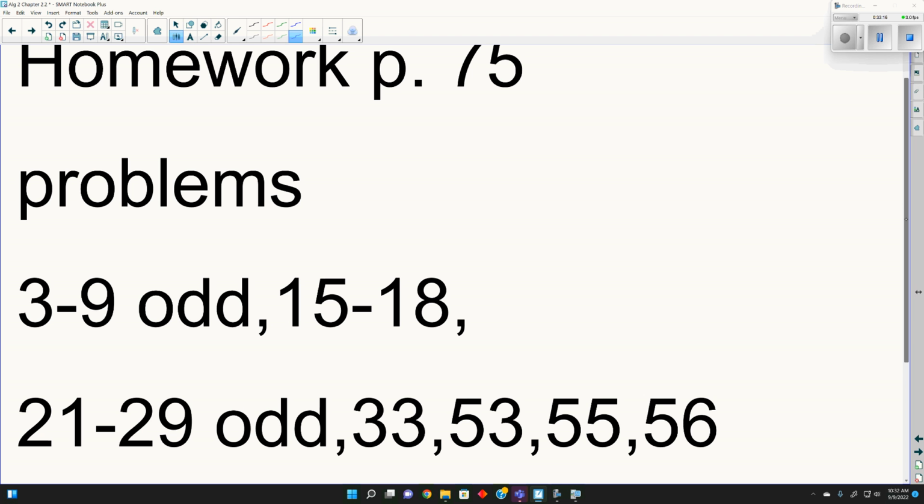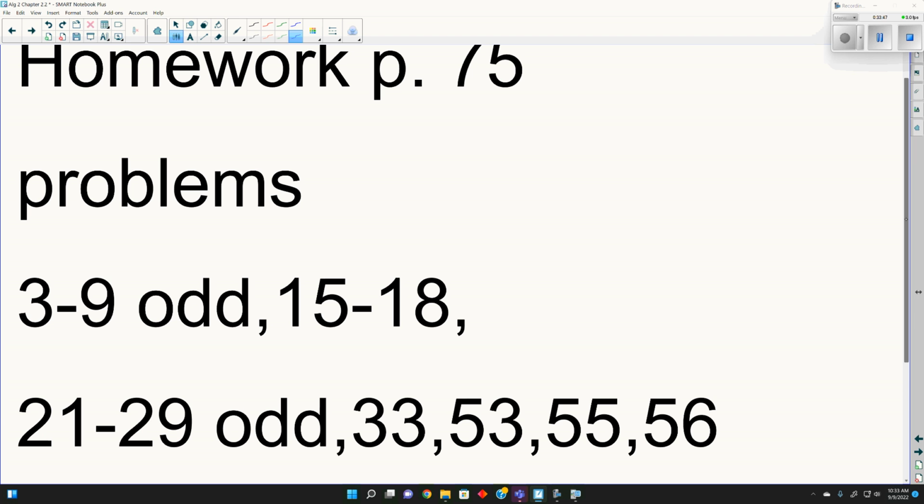Then 21 through 27 odd, or 29 odd. So not 28. It messes you all up sometimes when they do that. Label the vertex and axis of symmetry. So you don't really have to label it. You're just identifying the vertex and axis of symmetry. Because we're not graphing, you're not labeling it on the graph.